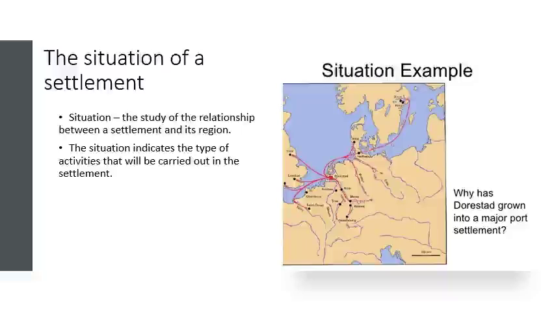Now, the definition, guys, of situation is the study of the relationship between the settlement and its region. It generally tells us why it was established there. The situation indicates the types of activities that are going to be carried out in that situation. So if we look at the situation example on the right, we end up having Dornstad, which is this guy over here. And why has this grown into a major port settlement? Well, it's kind of centralized between these lands around it.